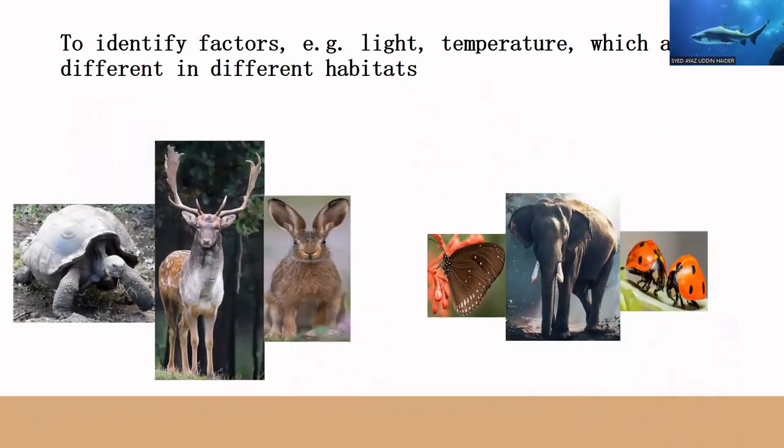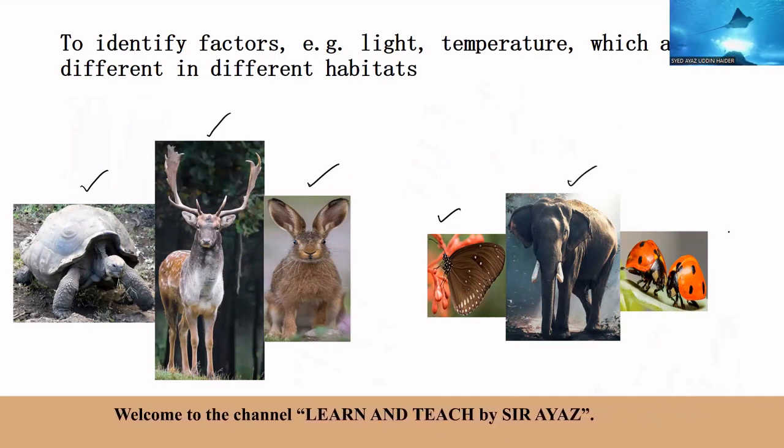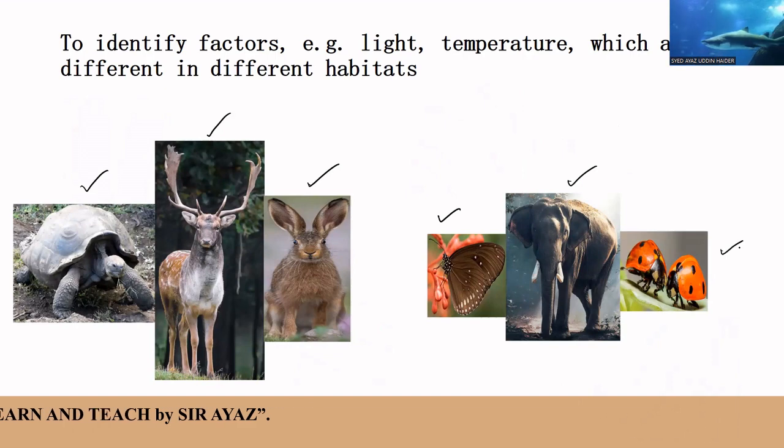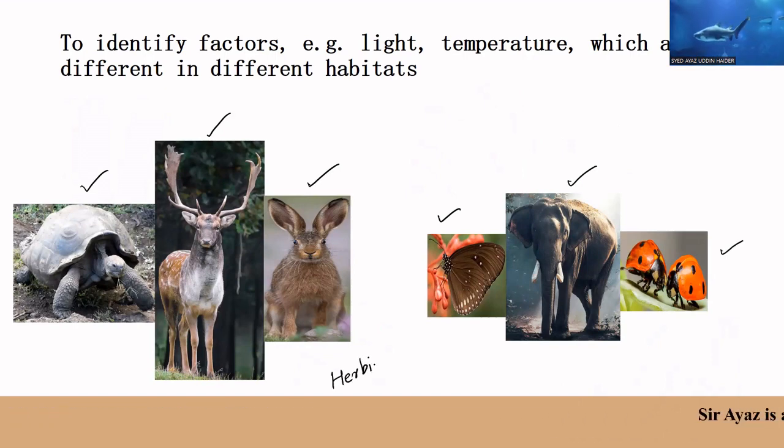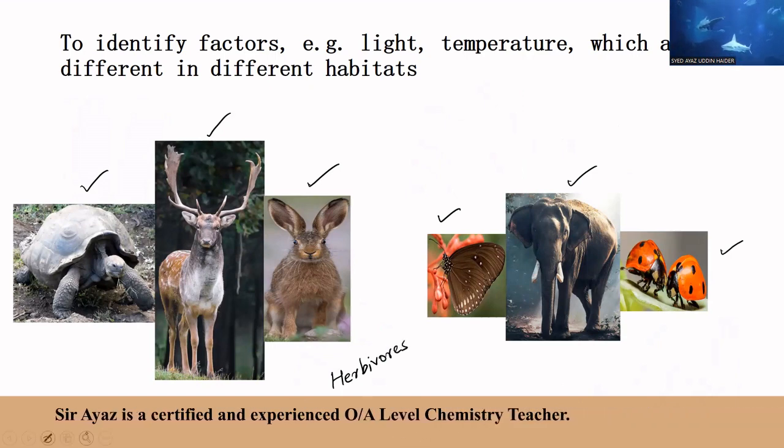These are some kind of prey found on grassland. We have tortoise, we have stag, rabbit, butterfly, elephant, and ladybird. These all are herbivores because they feed on plants only. They do not feed on other animals.